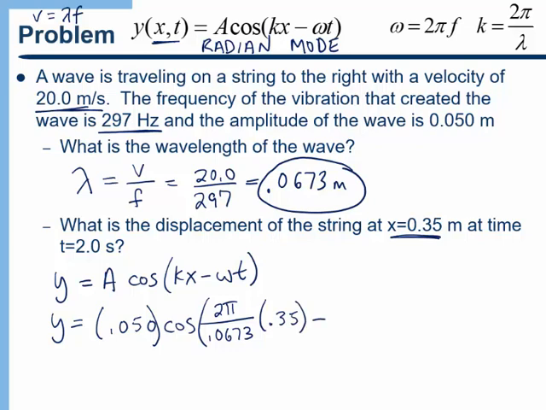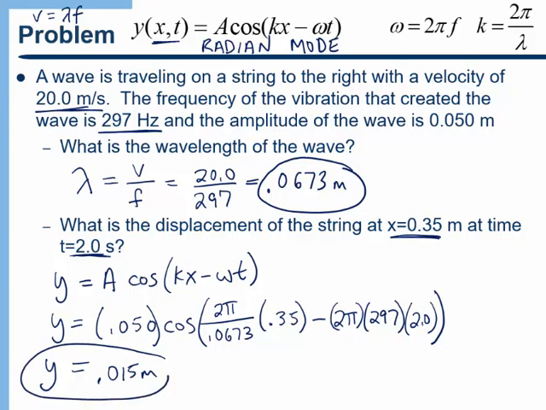Then we want to subtract omega t. Again, omega is 2 pi times the frequency of 297. And then we want to know this at a time of 2 seconds. And so we put the 2 in there, close our parentheses, and that's what we want to calculate. Again, calculator needs to be in radians. The value that you should have gotten was the y displacement of the string was 0.015 meters. Obviously, the maximum value of the displacement is the amplitude, and so this is something less than that.